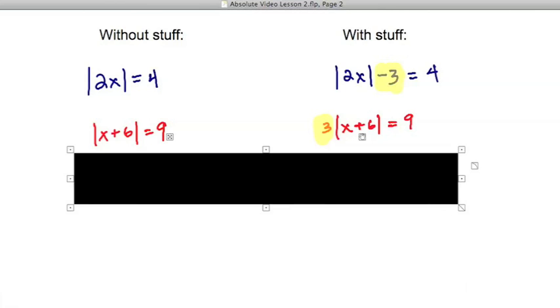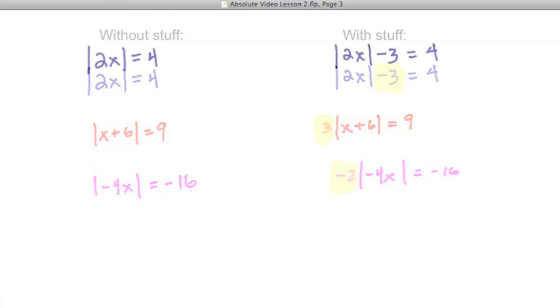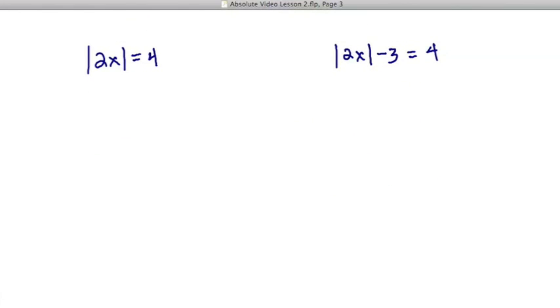And finally, our last one. Oops, that's supposed to be up here. Okay, so this one over here, no stuff. This one over here, the stuff attached is a -2. And again, how is that -2 attached? Looks to me like it's attached by multiplication. So we're going to take a look at each one of these. And you could just follow along by watching. You could take notes if you want. Remember, you can pause at any time.